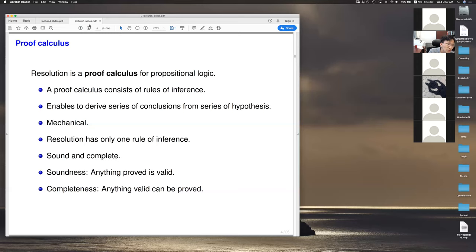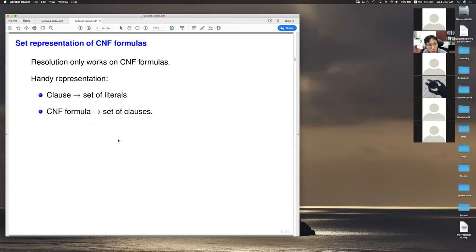Okay, so to understand the resolution proof system, we first have to think about a different way of representing a CNF formula, which is very simple, but very convenient. In this representation, we're going to take a CNF formula.